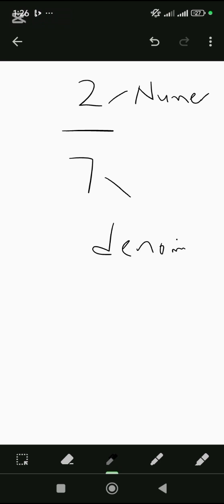Okay. I'm sorry, the space is not enough for me to continue. And so we have the numerator on top and the denominator at the bottom. This is very, very important for you to note. Now let's go into the types of fractions.